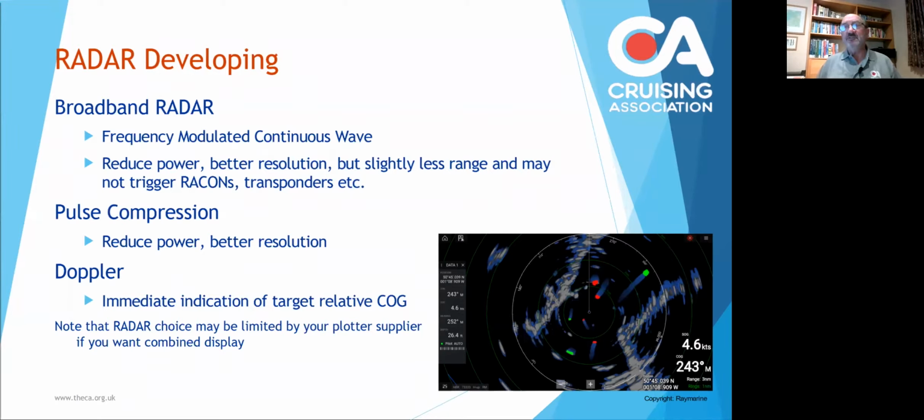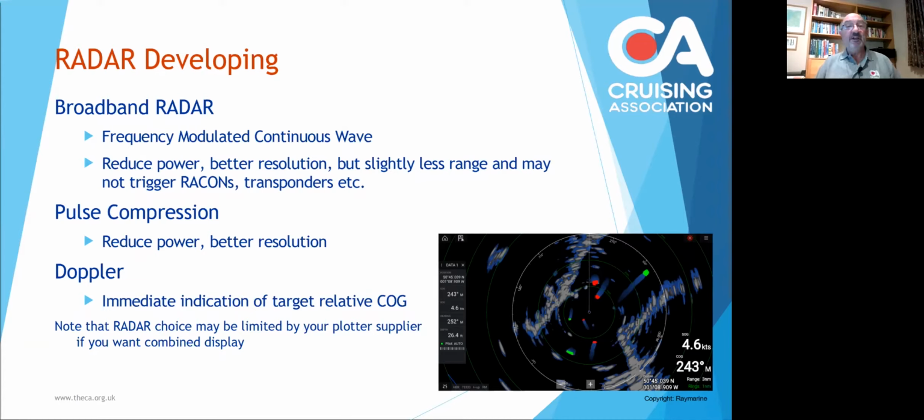Now, racons, the devices that you get perhaps on lighthouses, bigger buoys and so on, which, like a transponder, pick up your signal and reflect it back in a particular, usually a Morse code signal. But those are actually becoming less and less common and being replaced by AIS, which again we'll talk about later on. The second type of technology that's come out has been pulse compression, which has the same benefits of reducing power and giving better resolution. And then the third is Doppler, and you can mix these technologies.